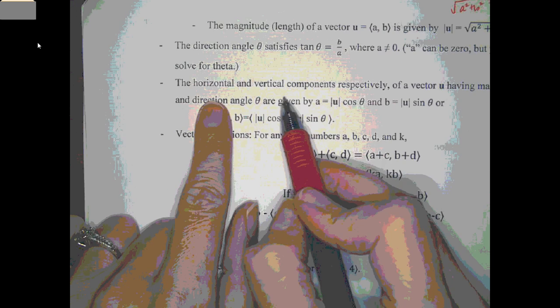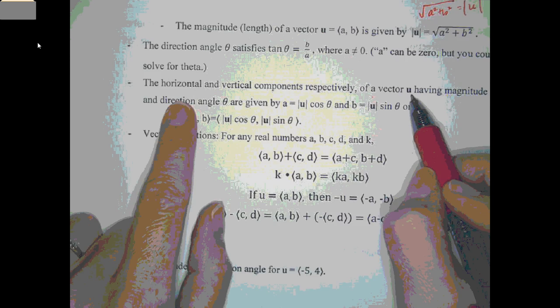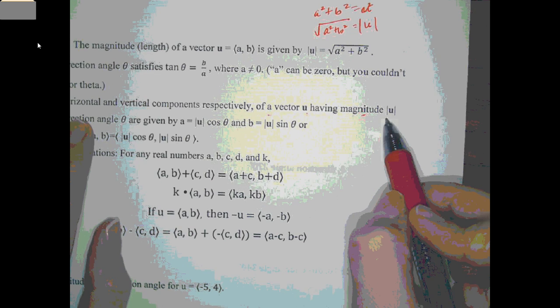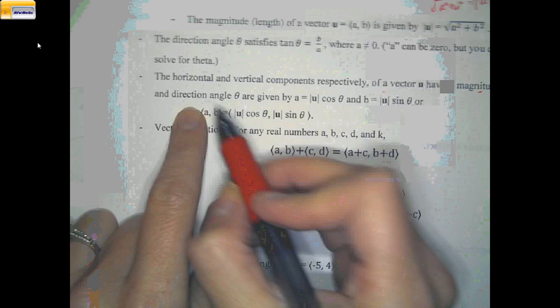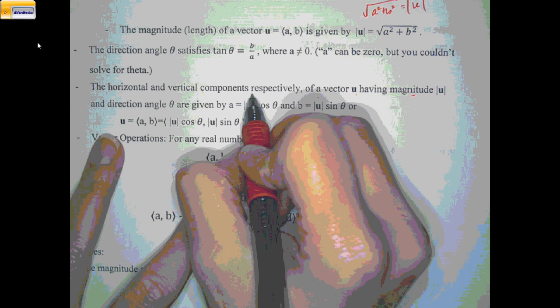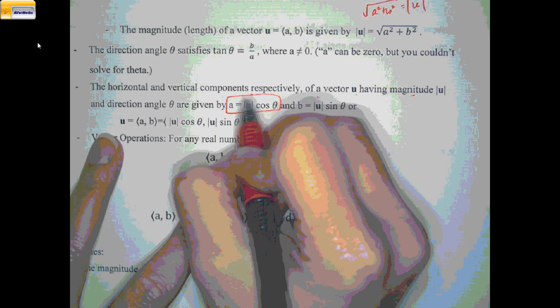The horizontal and vertical components, a and b, respectively, of vector u having a magnitude or length of u and the direction angle theta are given by, now these are formulas, and again, you already know them.